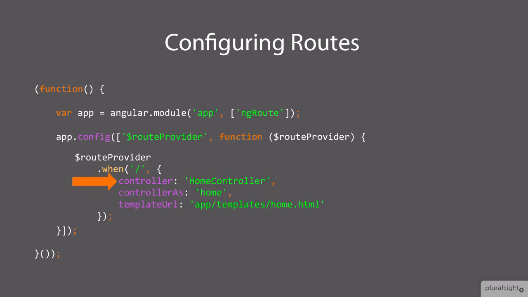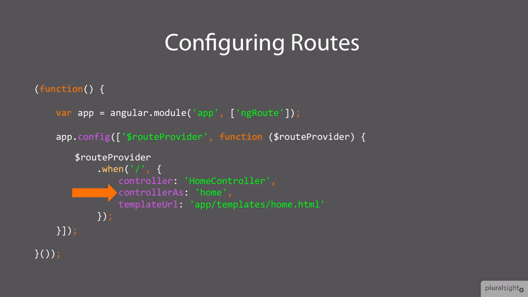The controller property lets you specify which controller in your app will be associated with the route. In this example, it will be the home controller. I'm using Angular's controller as syntax in my app, so I'm also specifying that the controller will be referred to as home. That basically means the view bindings I specify will be properties of an object referred to as home.